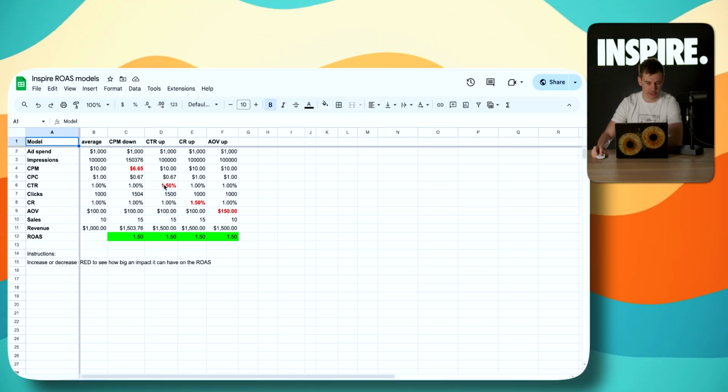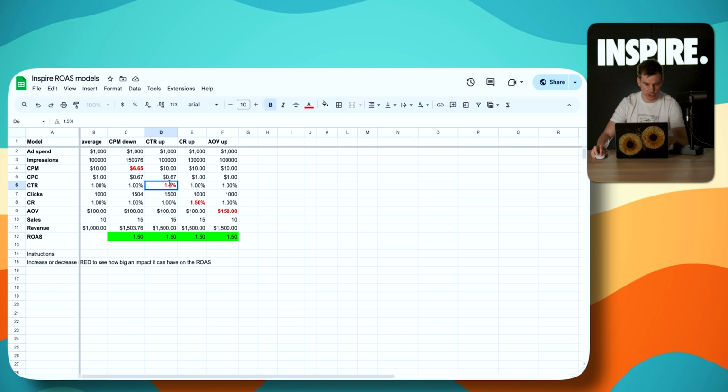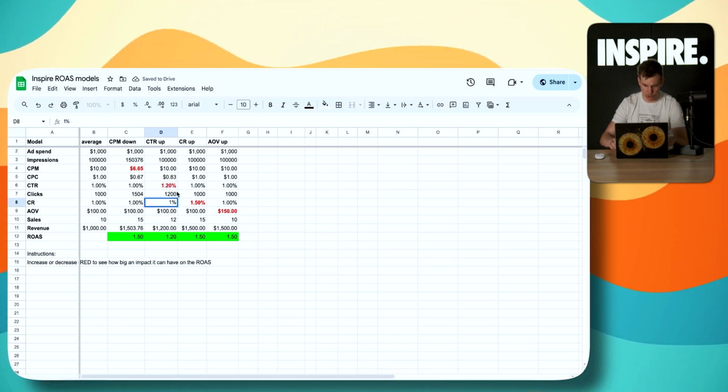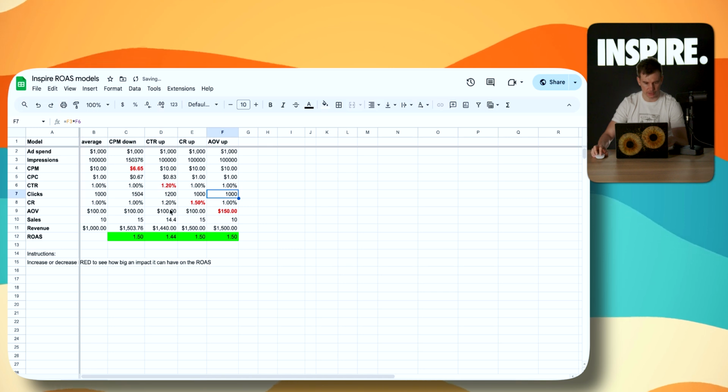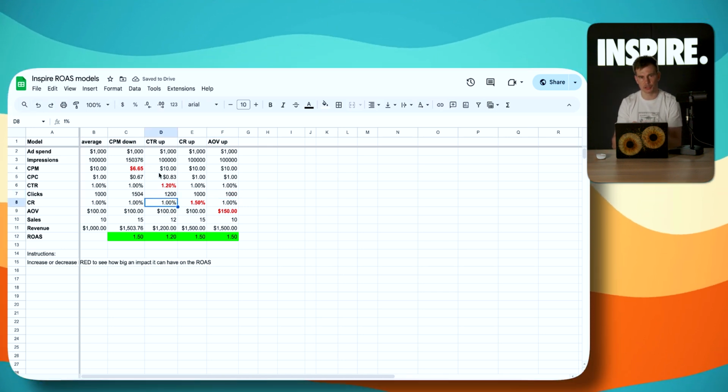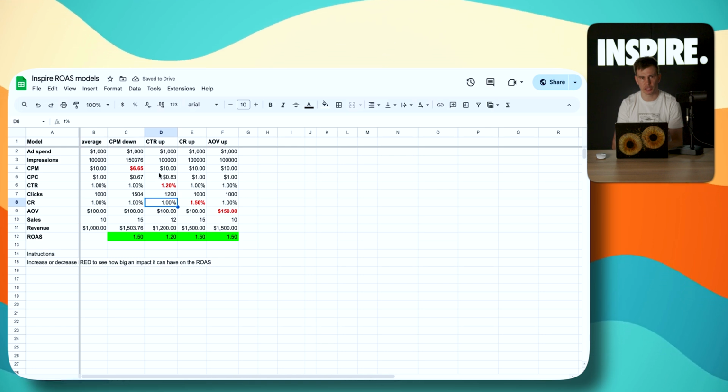So if you realize that even changing click rate 20% and maybe changing conversion rate 20%, okay, that's still good enough. So basically, you can play with this model to actually understand what has the biggest impact and what you should focus on. I hope this was helpful.